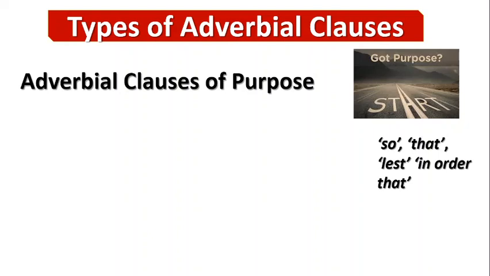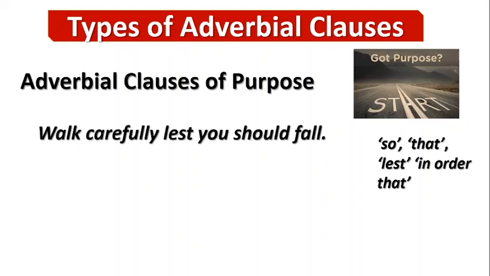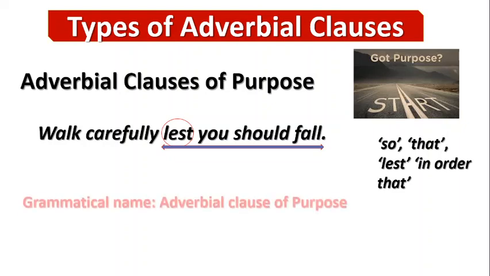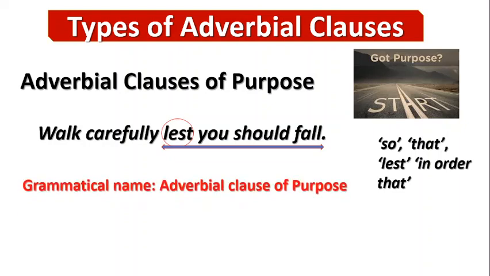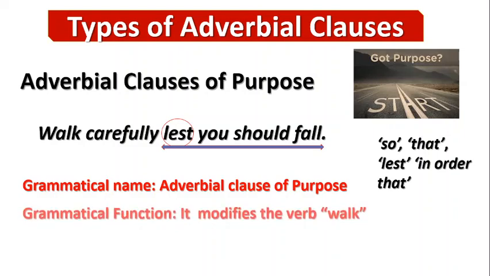Let us look at a set example here. Walk carefully lest you should fall. For what purpose should you walk carefully? We have seen the conjunction lest you should fall. Otherwise, so walk carefully. Grammatical name is adverbial clause of purpose, and the grammatical function, beautiful. It modifies the verb walk in the sentence.